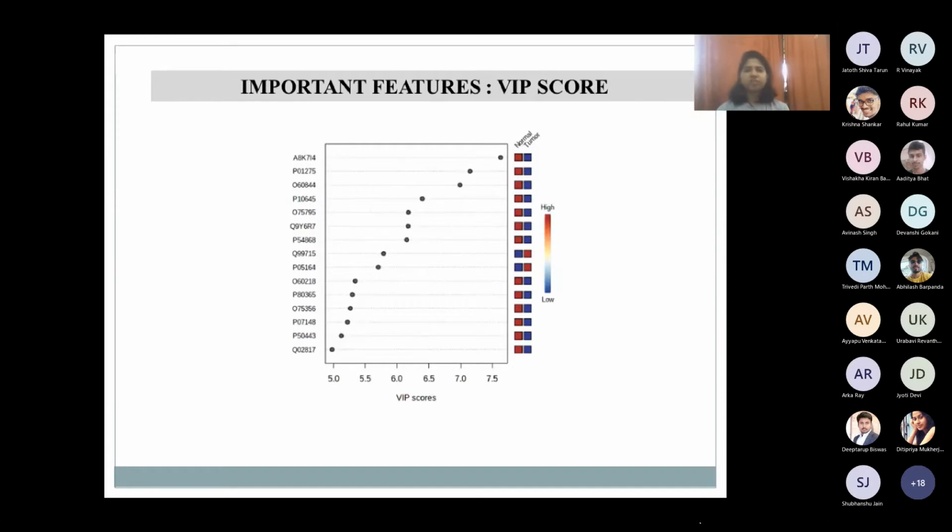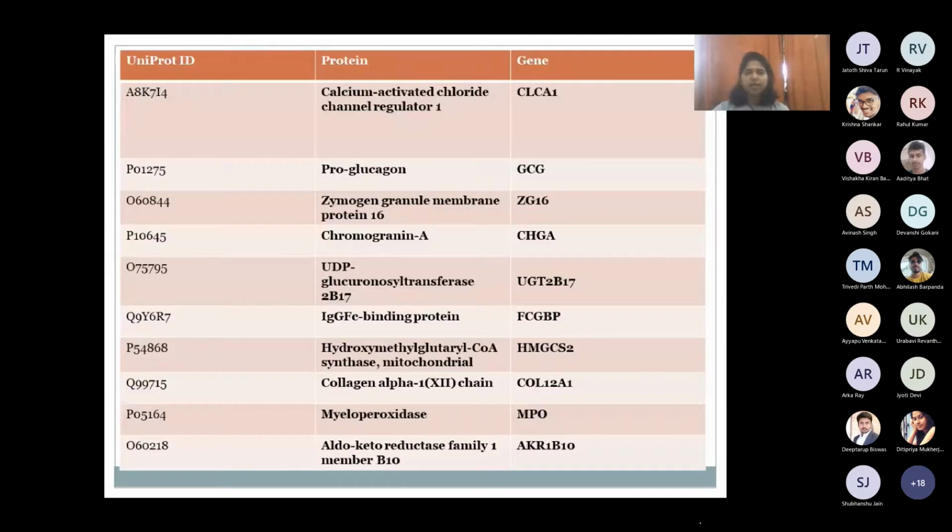Next, we use PLS-DA for identifying the important features. We identify the important features using VIP scores. So the various VIP UniProt IDs which are important, which can be taken as important features for further analysis, have been shown here. Next, I have taken the UniProt IDs and identified the protein and gene associated with each. The first one is calcium-activated chloride channel regulator 1. Second is zymogen granule membrane protein 16, etc.